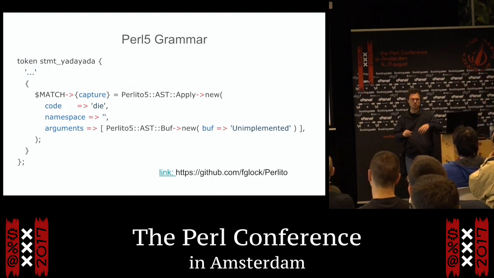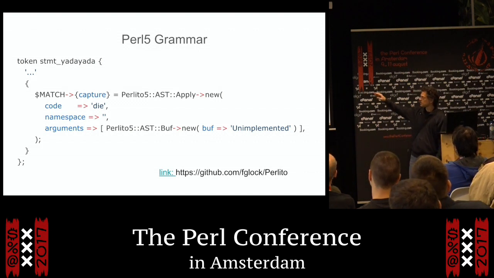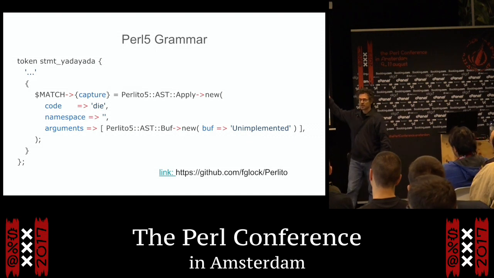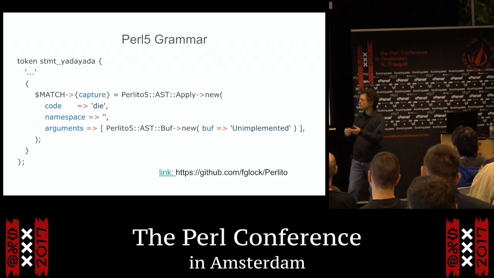What inspired me to give this talk, it was not in the program. I managed to put it in the program because I saw Damian's talk, and he was talking about defining keywords. The way the grammar works in Perlito is I define a keyword token, which is more or less an implementation of a token from Perl 6. So this matches the dot, dot, dot. This is the yada yada operator. Then this creates a syntax tree that is actually a die, and the argument is unimplemented. So I have here a translation from dot, dot, dot to plain Perl.